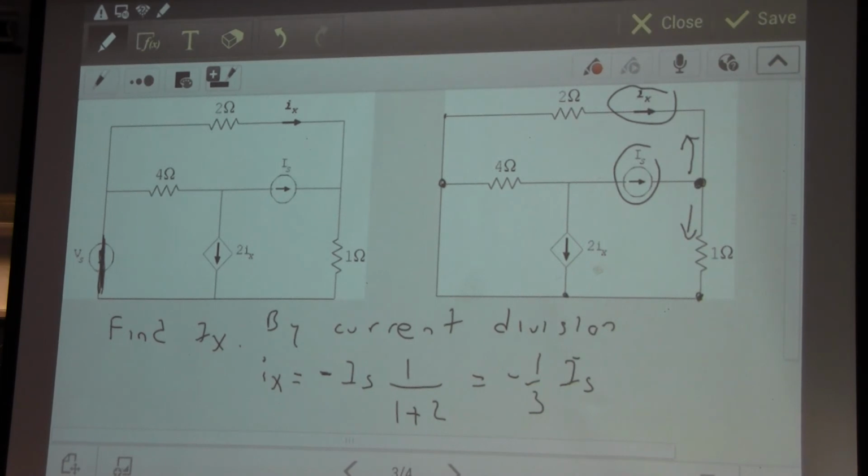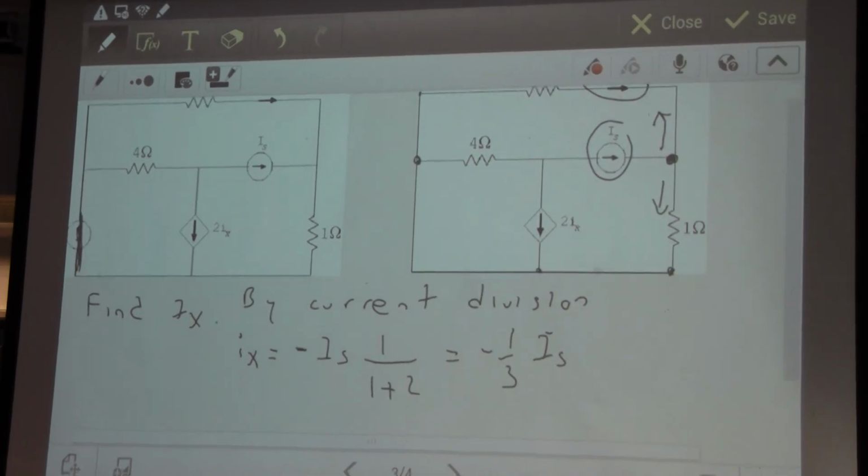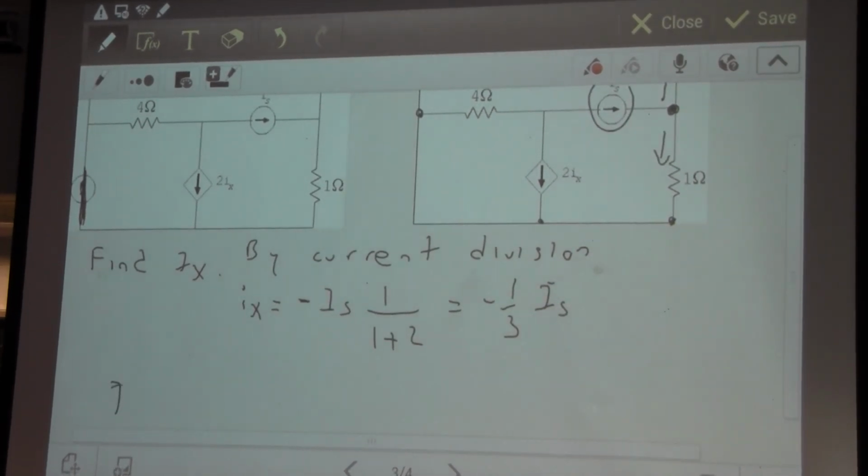So once you have the values for those sources, then you're done. You get a number out of it. So now if you actually look at this, these are the two individual contributions. So the total current, total Ix, is equal to 1/3 Vs, which is what we obtained from the voltage source, minus 1/3 Is, which is what we just obtained from the current source.